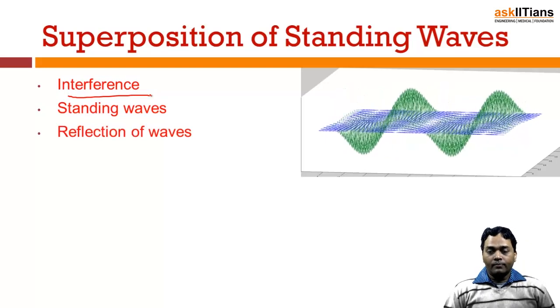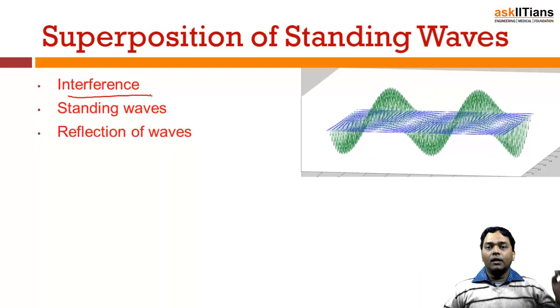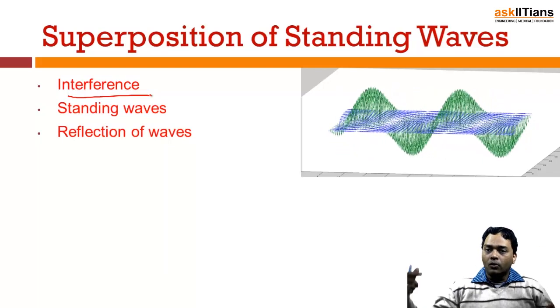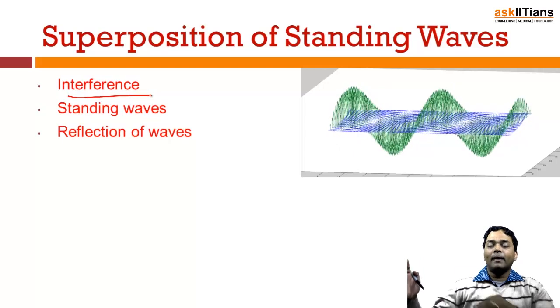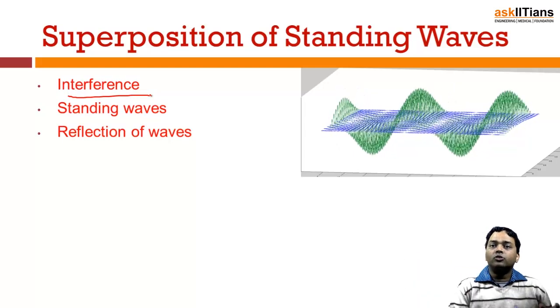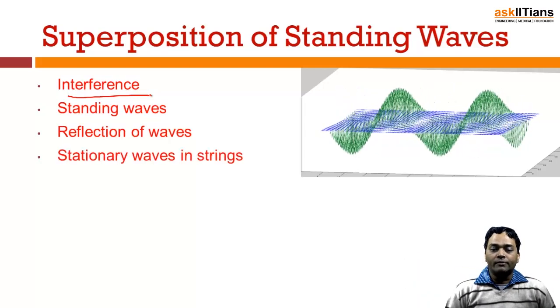In a similar way, supposing you have two boundaries, if one wave starts from one point, goes to the other, gets reflected back from the other point and comes back. So that is what is meant by the reflection of the waves.